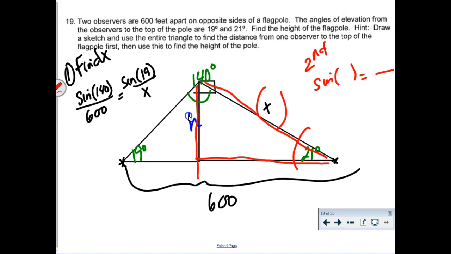Some kids insist on always doing law of sines regardless of what kind of question it is. So they'll do law of sines on that red part of the problem too. It's not going to be wrong. It's just a little overkill in my opinion.